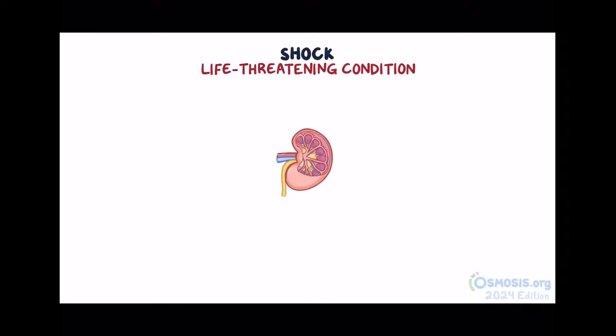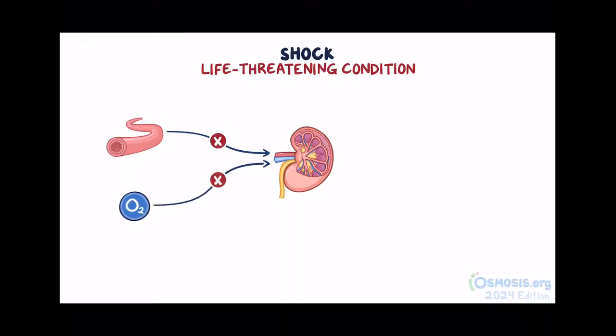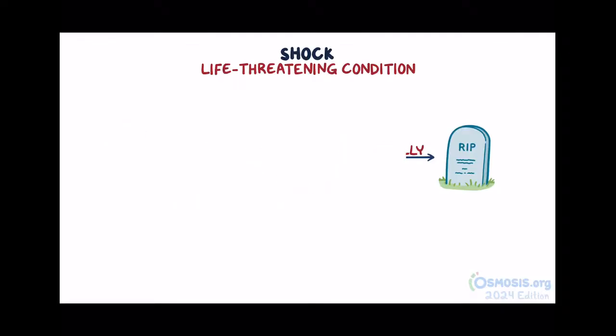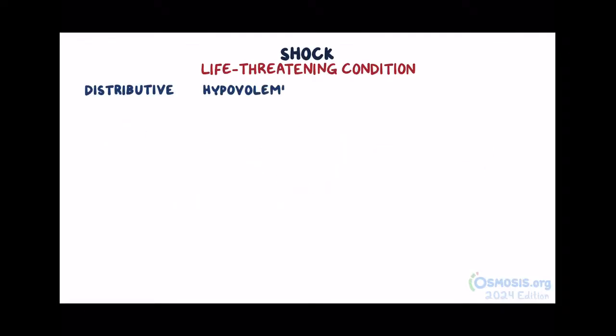Shock is a life-threatening condition that occurs when inadequate tissue perfusion and oxygen delivery leads to end organ damage and potentially death. Now, the four types of shock include distributive, hypovolemic, cardiogenic, and obstructive.